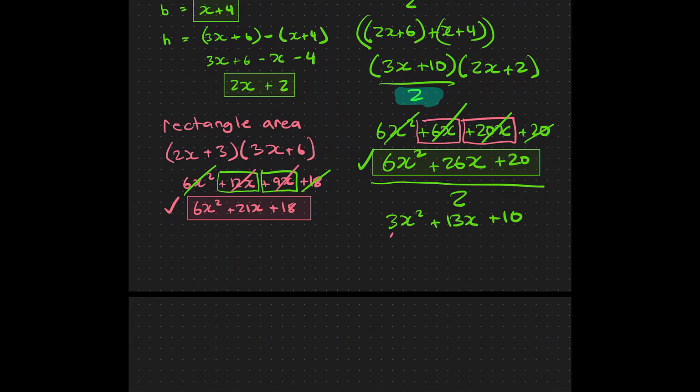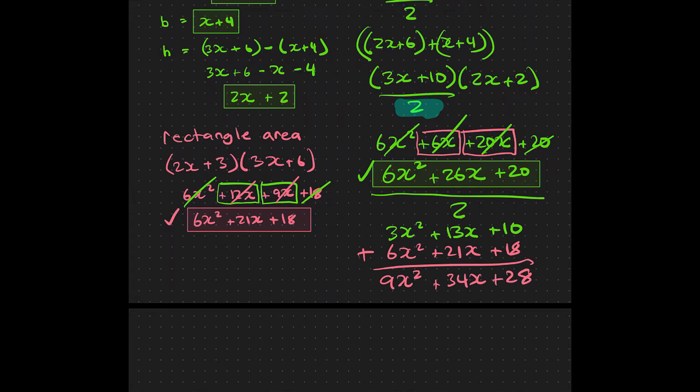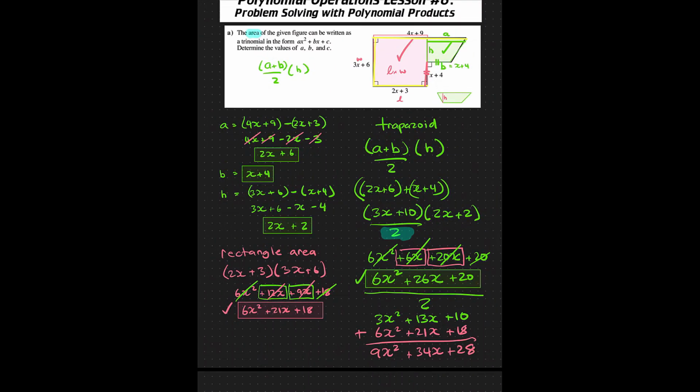Now I can bring over the 6x squared plus 21x plus 18, and I can add those two together. So what I'm going to get here is 9x squared, 34 x's, and 28 as our value of the constant. Okay, now that would be the total area of that shape.